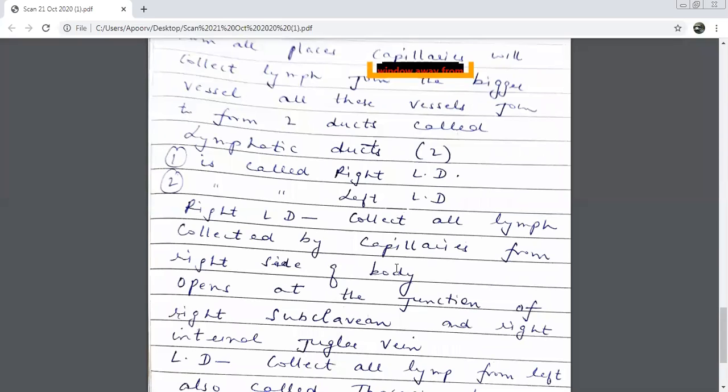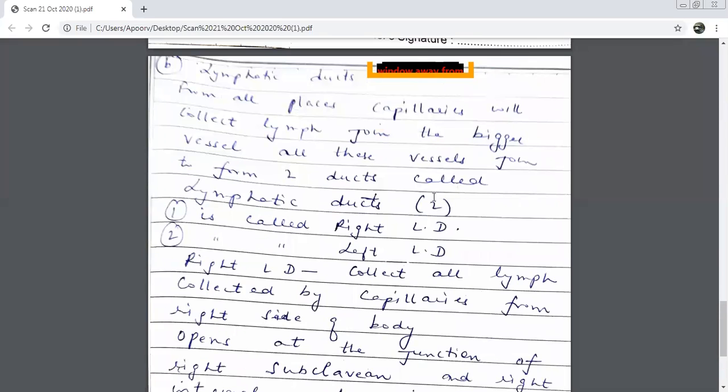There are two types of ducts. Okay, how many ducts are there? Two ducts. One is called the right duct and the second is the left duct. Beta, this I've written wrong. This should be RD. Okay, when you write, correct it. The duct which is present on the right is called the right duct, and the one which is present on the left is called the left duct. I've written left duct for both of them.